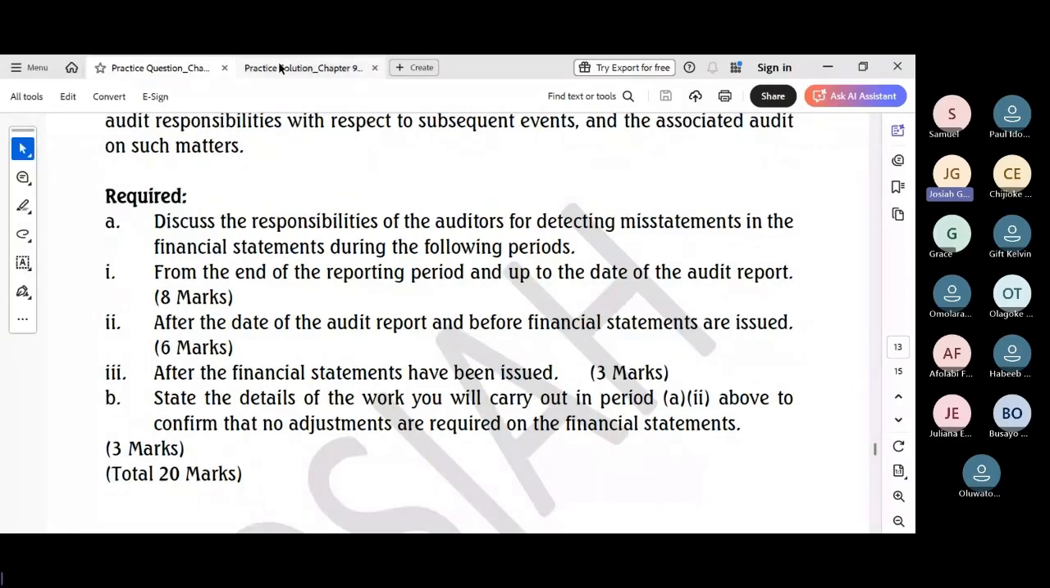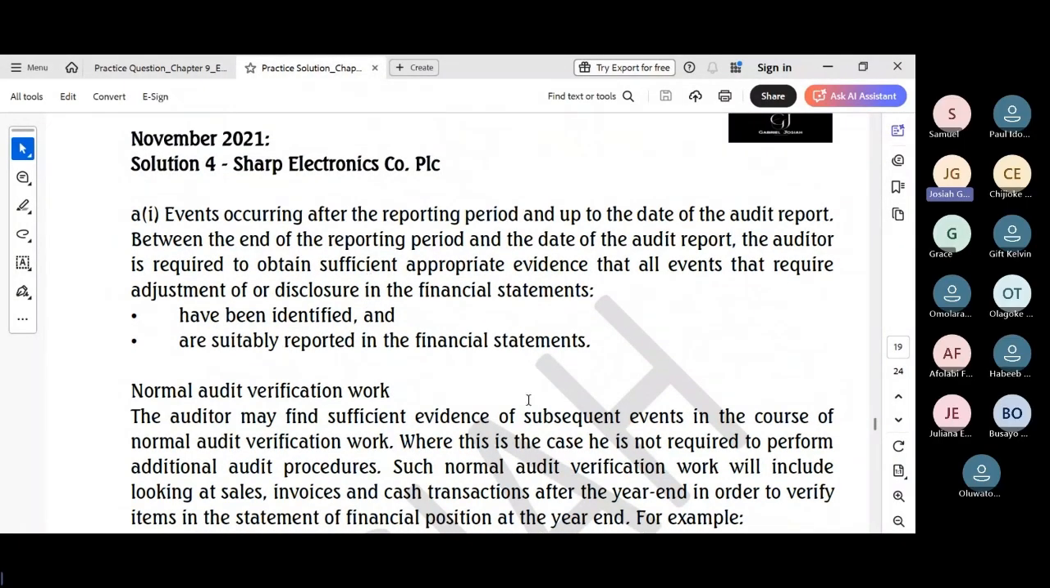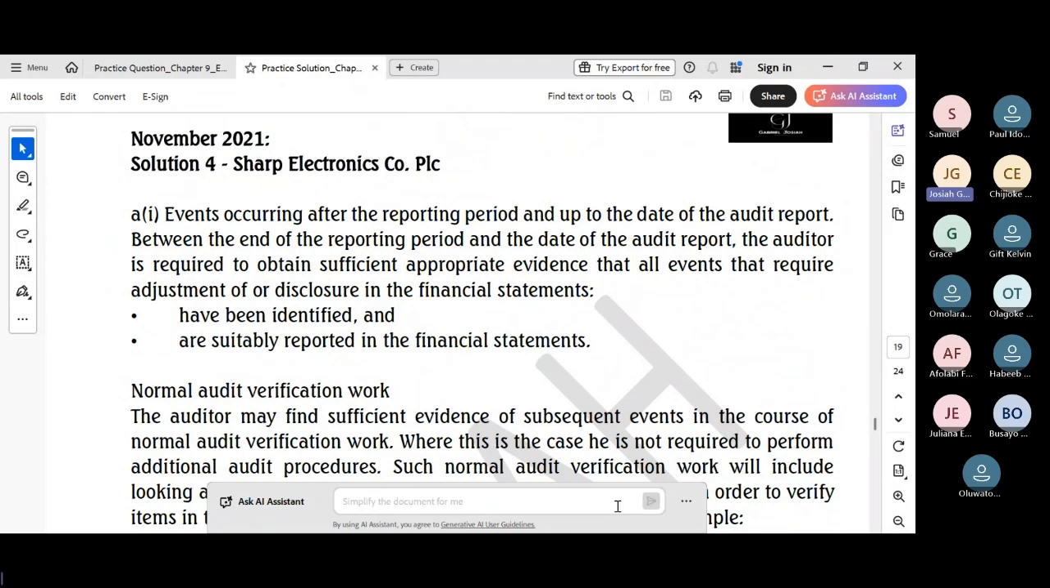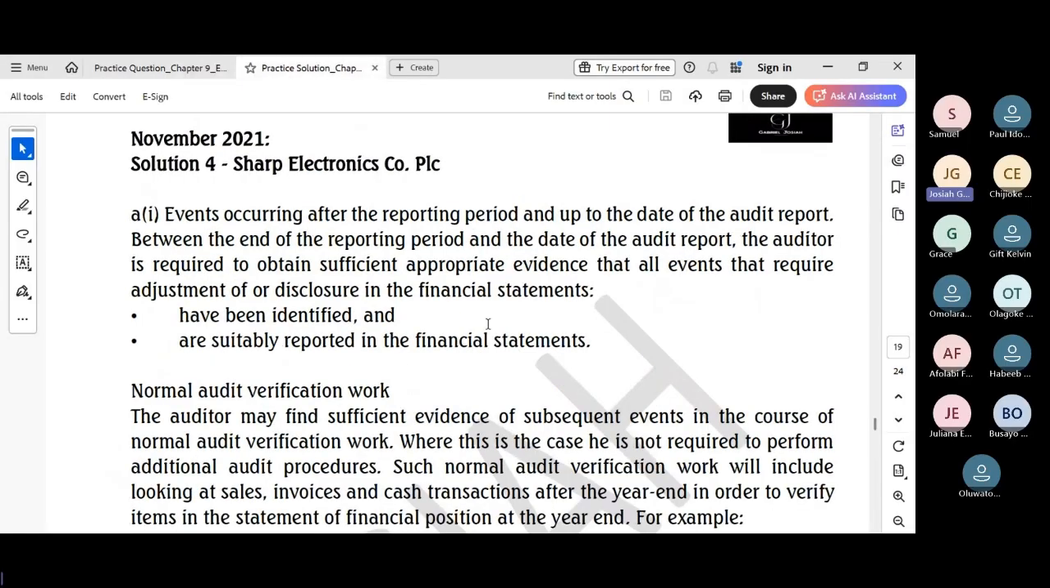So, in speaking to question A1, what do we write and how do we write it? We are asked to discuss. In discussing the responsibilities of the auditor, this part requires a direct discussion of the auditor's duties in each period. So for A1, the end of the reporting period to audit report date is a whopping 8 marks, so you need to concentrate on that. This is the period of active responsibility for the auditor.